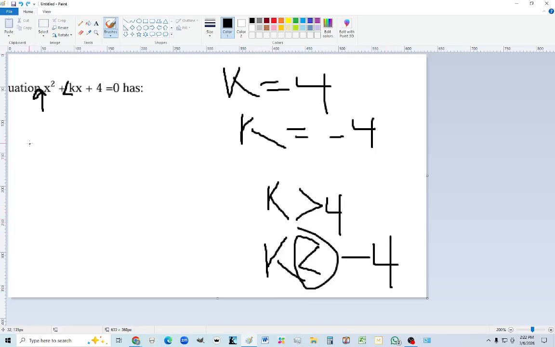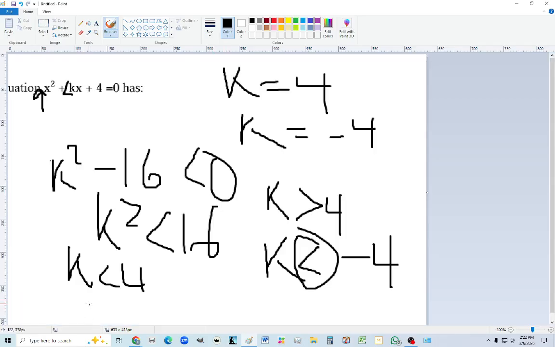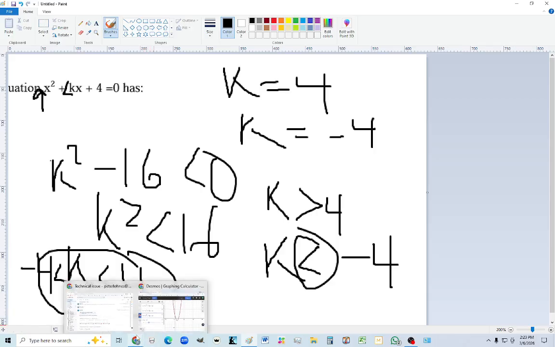And what about no real roots? What's the same formula? When is k squared minus 16 smaller than 0? When we add the 16, the answer to that is when it's smaller than 4. And then when we do the negative version, we have to say bigger than minus 4. Well, another way of saying that is when k lies between minus 4 and 4. Like that.